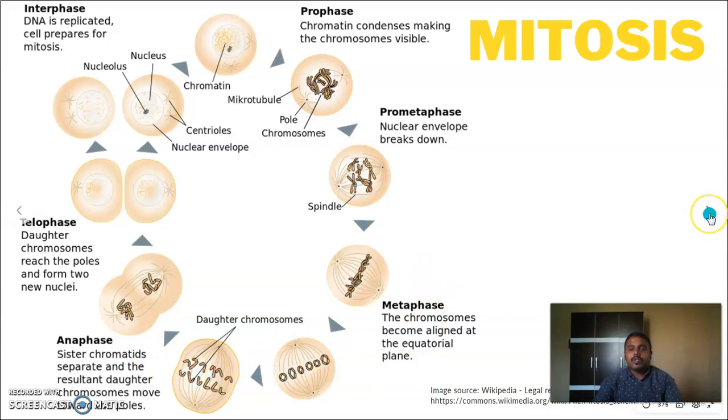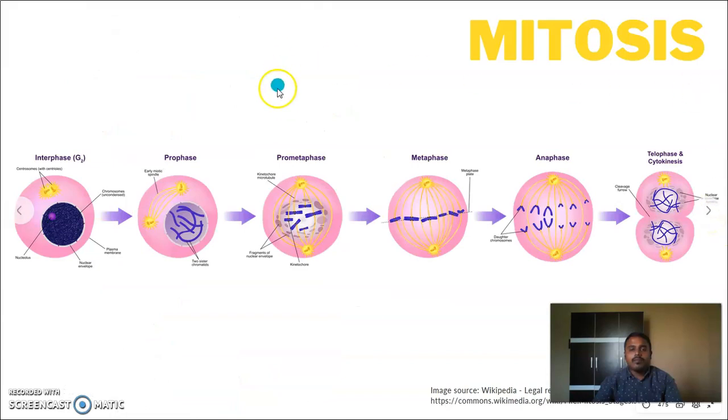I'll show you one more diagram for your better understanding. At the end of interphase, that is G2, you know that your cell is ready for division. It has a nucleus, inside which you have 2 copies of your DNA, which came from your S phase. But now you have to divide all your organelles, which have made their copies, as well as your DNA, so that you get 2 daughter cells.